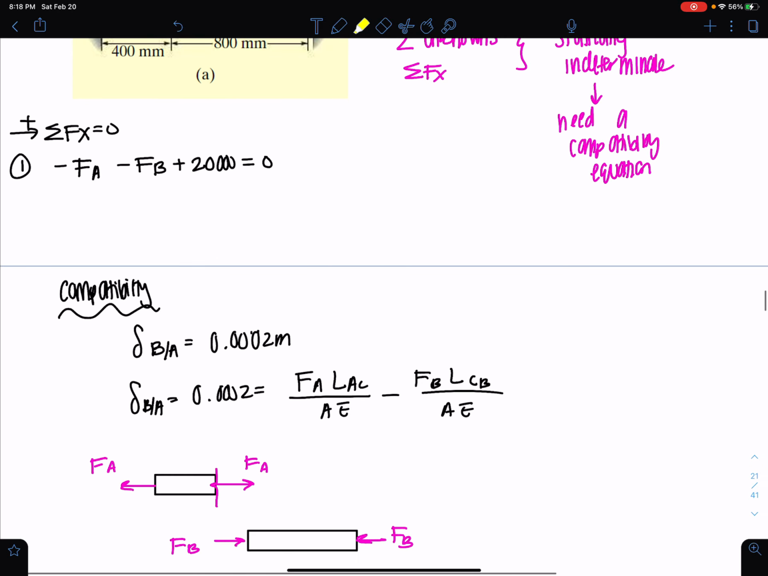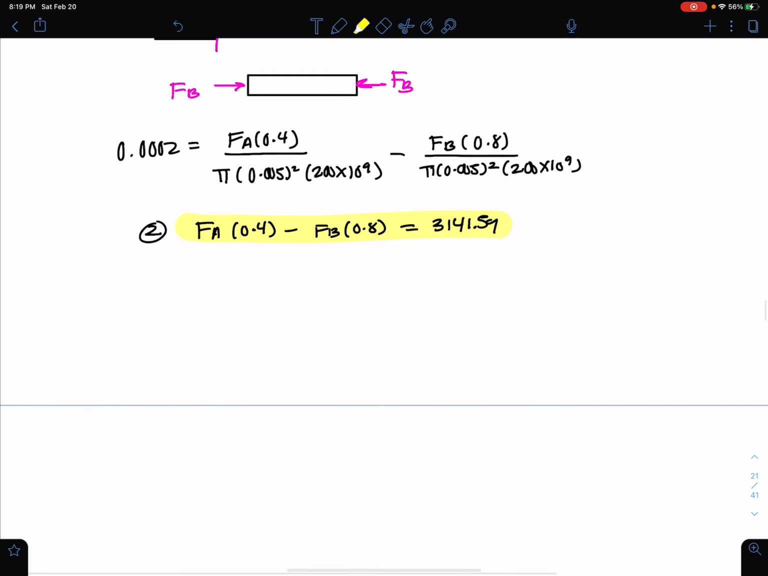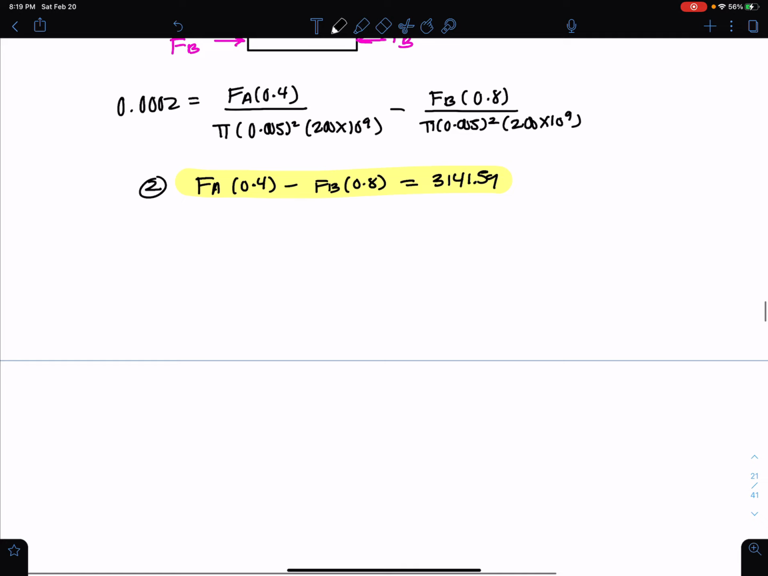So I have this equation, I have this equation, I have two equations and two unknowns, and I can easily solve for these now using algebra, and I get 16 kilonewtons and 4.05, which is really just 4 off by a little bit due to just mathematical rounding. And those both equal 20, which is my initial applied load. So everything makes sense.